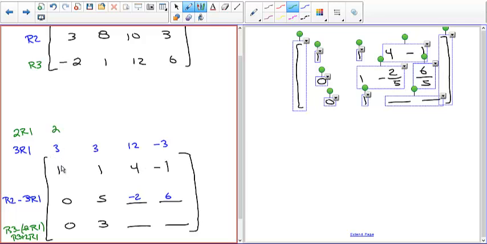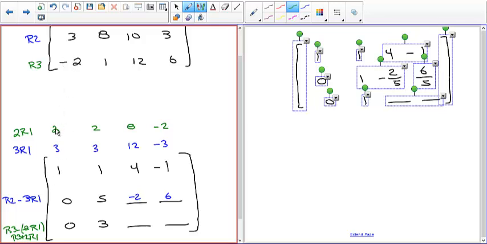2 times 1 is 2. 1 times 2 is 2. 4 times 2 is 8. Negative 1 times 2 is negative 2. And I was subtracting a negative 2 times R1, which is the same as adding 2 times R1. So I'm just going to take row 3 and add this.